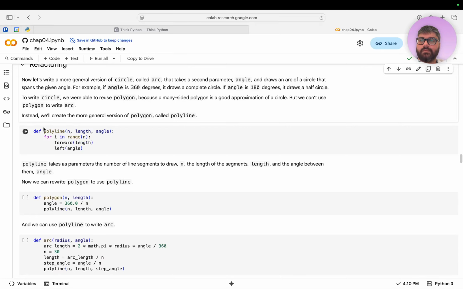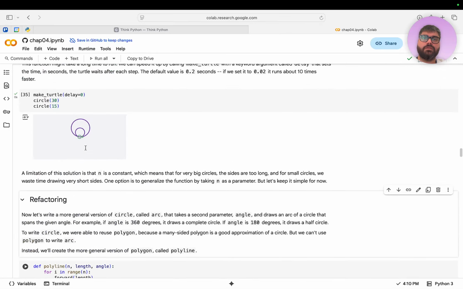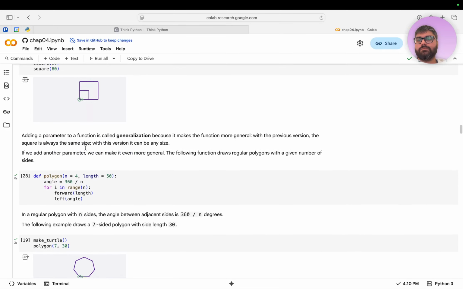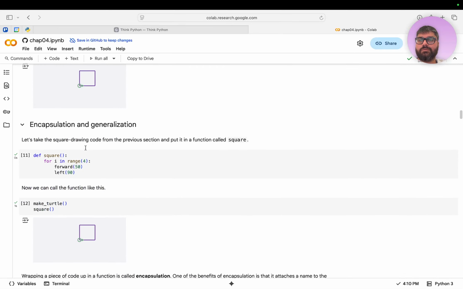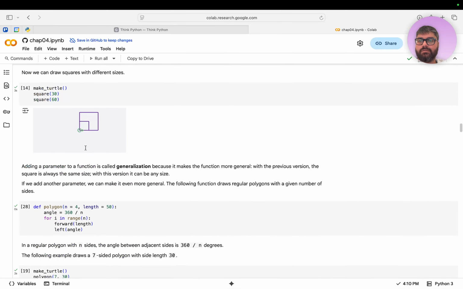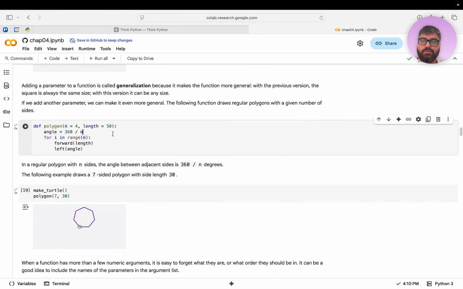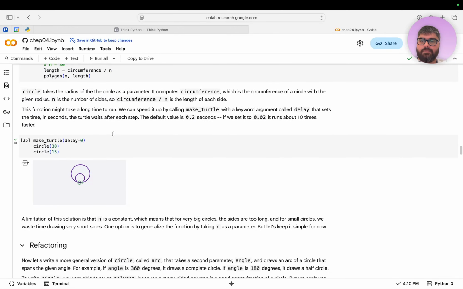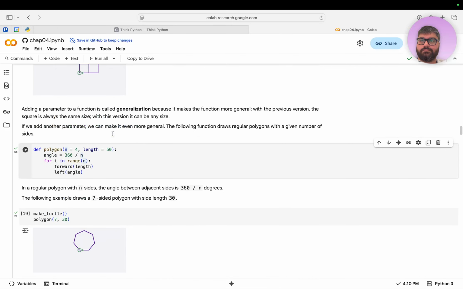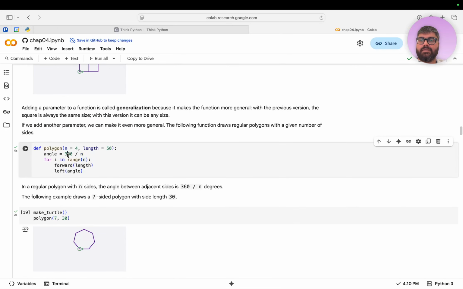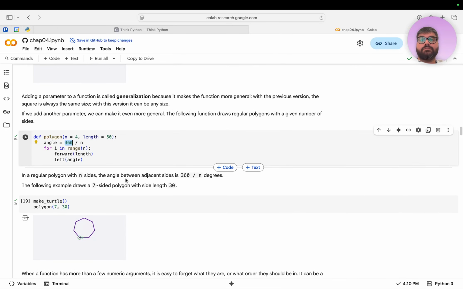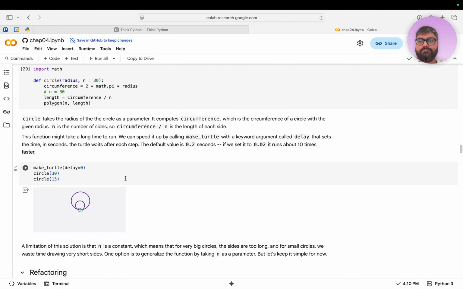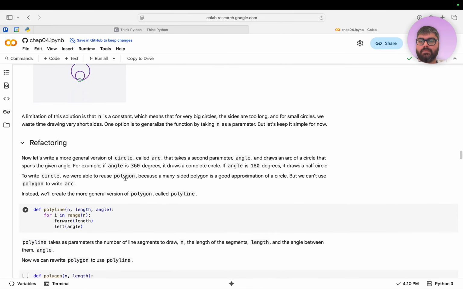Okay, so I get what they're saying. So polygon is over here somewhere, not def square. I think there's def polygon for any length and angle. They want to make it more general, so that I guess you can pass in the angle as well. N, length, angle, yep, that's exactly what, for i in range n, forward length, left angle.